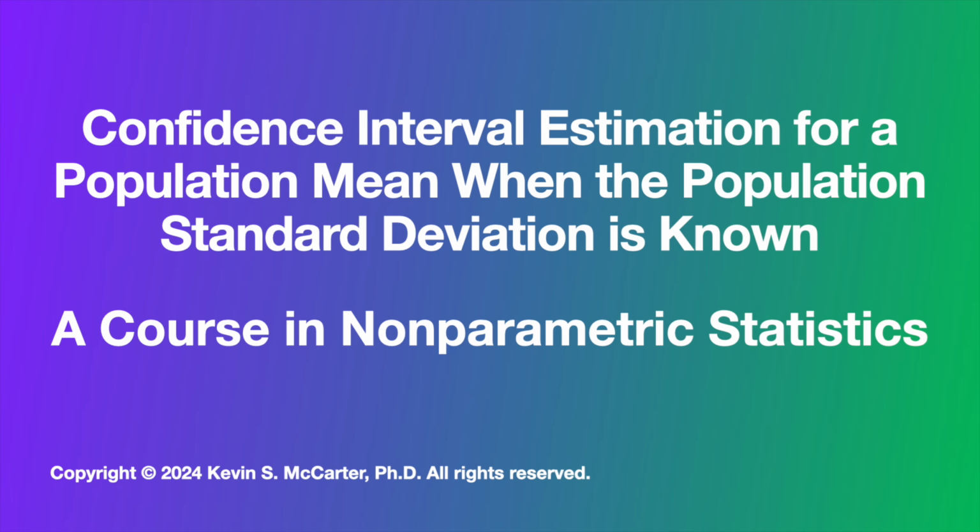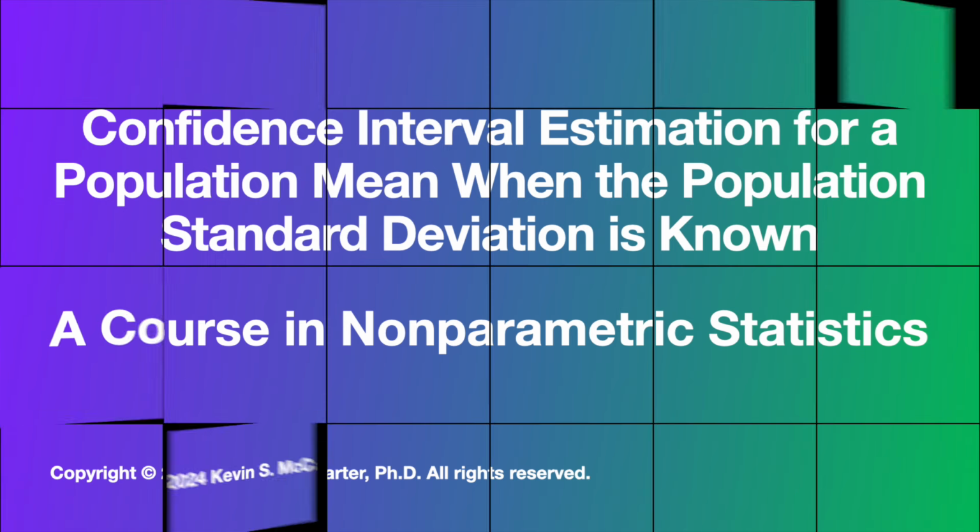Now, in this next section, we're going to be looking at confidence interval estimation for a single population mean. And we're going to be assuming, like we did in the previous section on hypothesis testing, that we know the population standard deviation, sigma. In a subsequent presentation, we will look at the more general situation where we don't know sigma and have to estimate it. But for now, we're still going to assume that we know the population standard deviation.